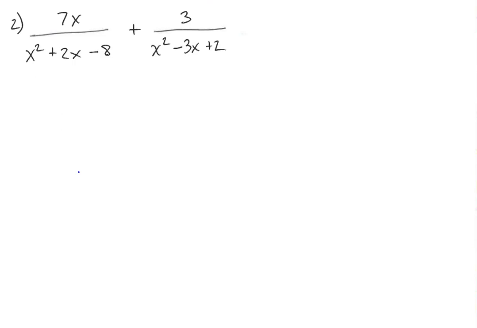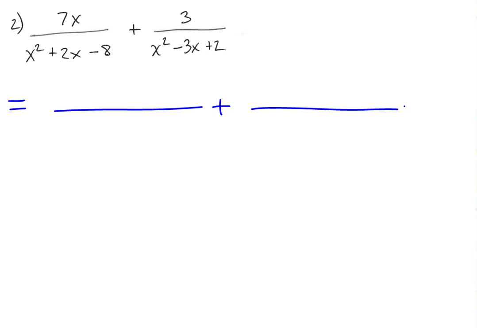The second one begins with the first fraction having 7x in the numerator, and that is over x squared plus 2x minus 8. Then we have a plus sign, and then a second fraction which has 3 in the numerator, and then x squared minus 3x plus 2 in the denominator. So clearly we have different denominators. We'll have to go ahead and get an LCD for them. But as we said above with our steps, you actually can't find the LCD until you factor the original denominators. So we're going to factor those first.